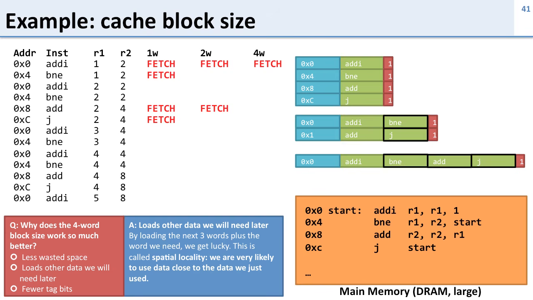So by loading 4 words at a time, the larger block size has effectively gone and pre-fetched or gotten the data we need in the future ahead of time. So this is why we use larger cache lines, because this prefetching, this ability to go get data that's near the data we want, makes it very likely that we'll already have the data that we need in the future.